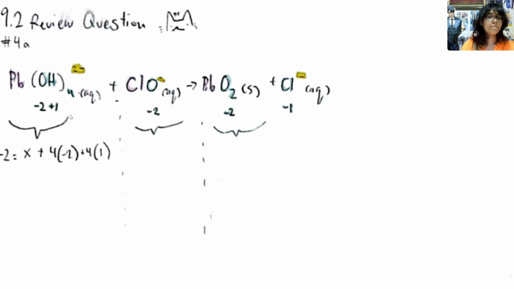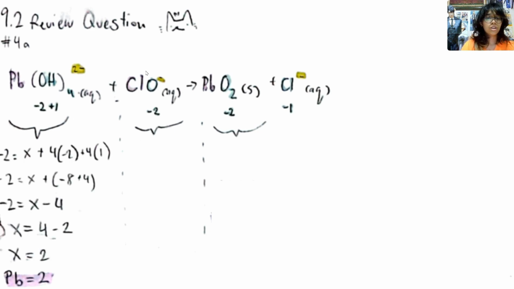So it's as simple as we've done before. And we can rearrange it. So this will get us x equals 2, which means that is 2. We can do this for chlorine.